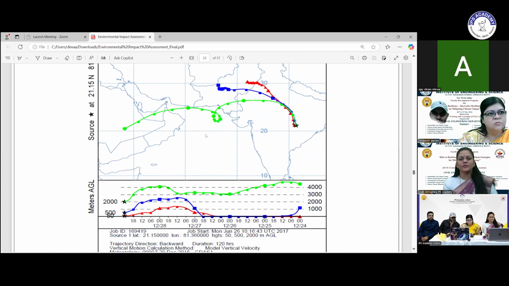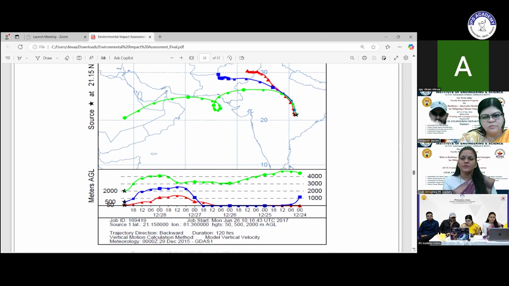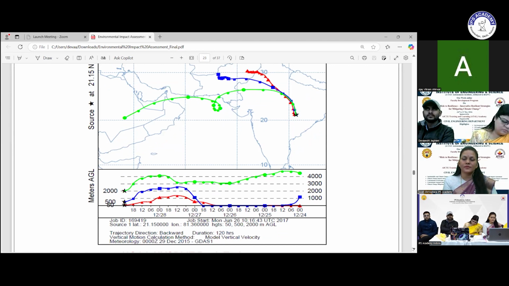Trajectory direction can be backward or forward. It means if we want to assess the pollution coming from which location and going to which location, with the help of this tool we can track the movement of air mass, and this duration is 120 hours.